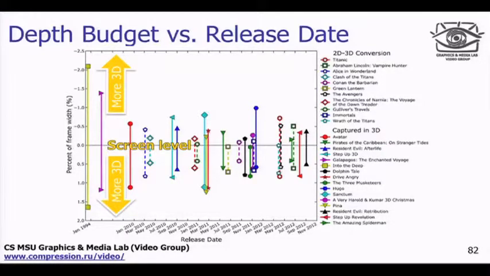depth budget for different movies. Here are old movies, old IMAX releases that have very big parallax and very big depth budget. Here is Avatar, and you can see that most movies that were captured or converted later have a small amount of depth.